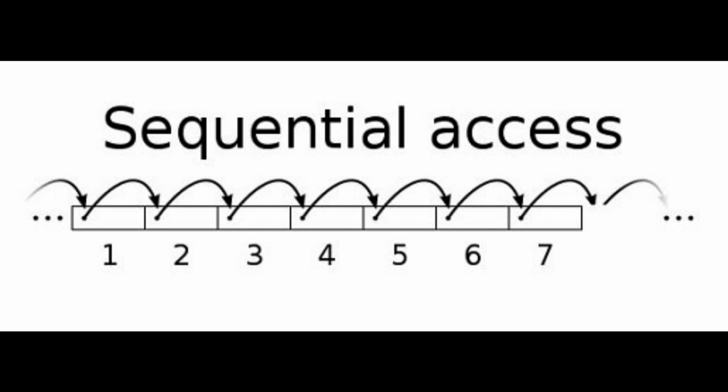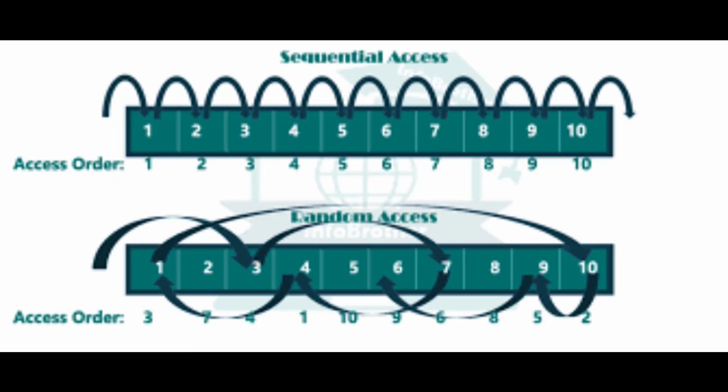Sequential access. In this pattern, data is accessed in a linear order, one after another. It's efficient for reading large sets of data that are stored sequentially, like log files or data streams. Examples include reading records from a file, processing logs, or streaming data.